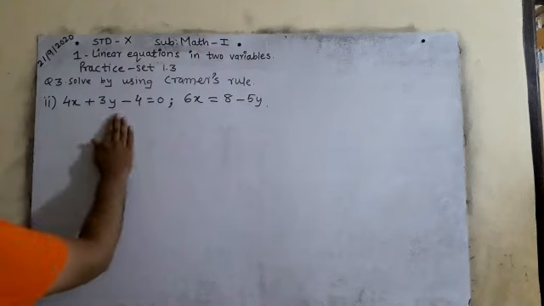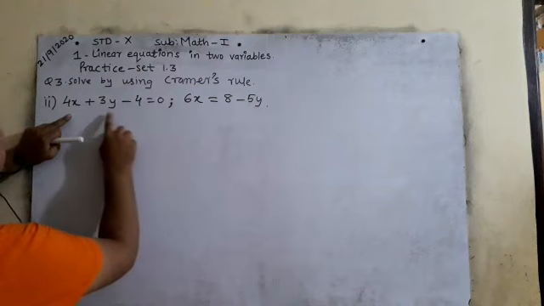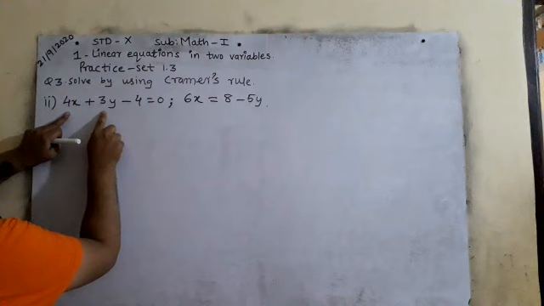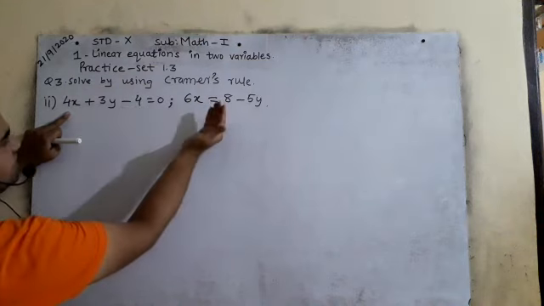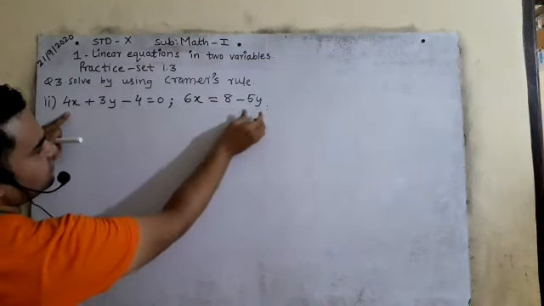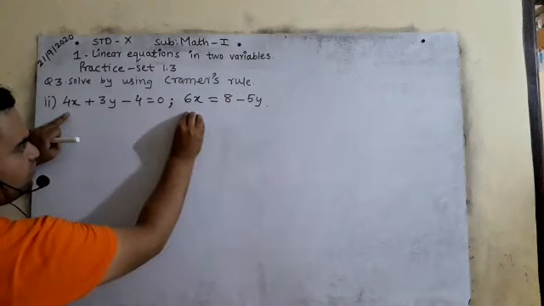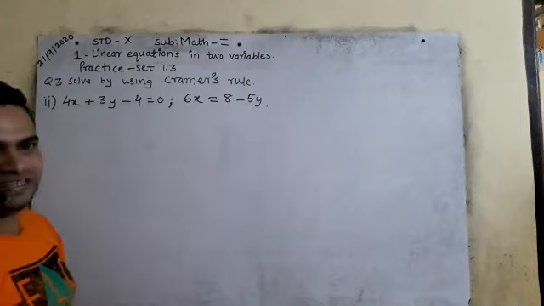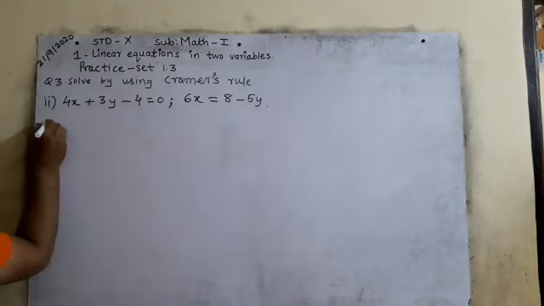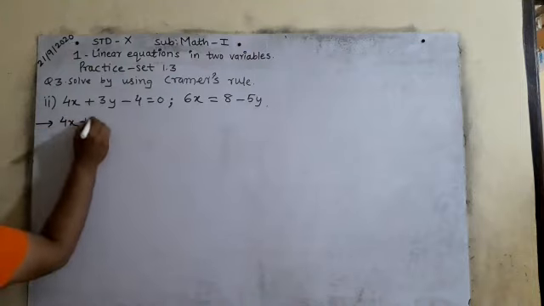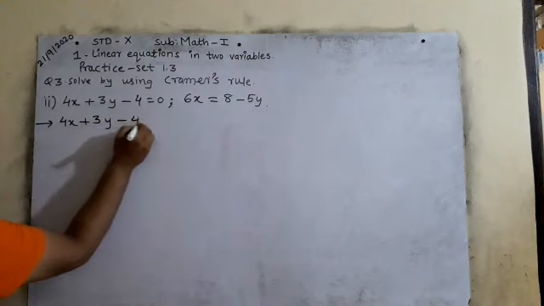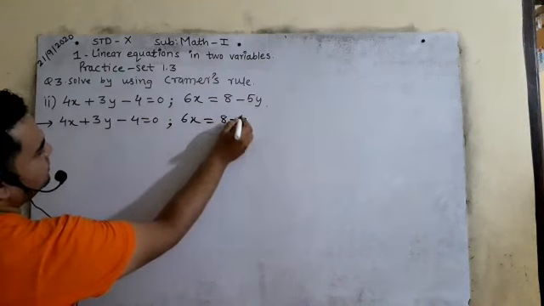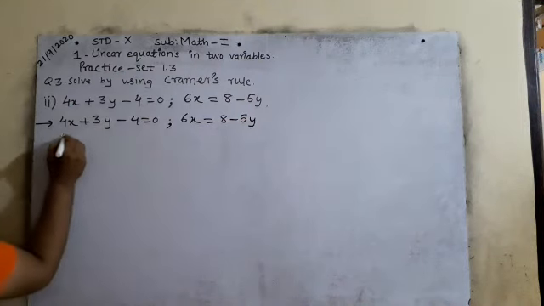Okay. Look at the equation. We want a linear equation in two variables. So this x and this y, this minus 4 should go to that side. This 6x, this minus y should come here, it will be plus 5y and it is equal to 8. So we will make the given equation correct. Look here, 4x plus 3y minus 4 is equal to 0, 6x is equal to 8 minus 5y. First make it correct and accurate.